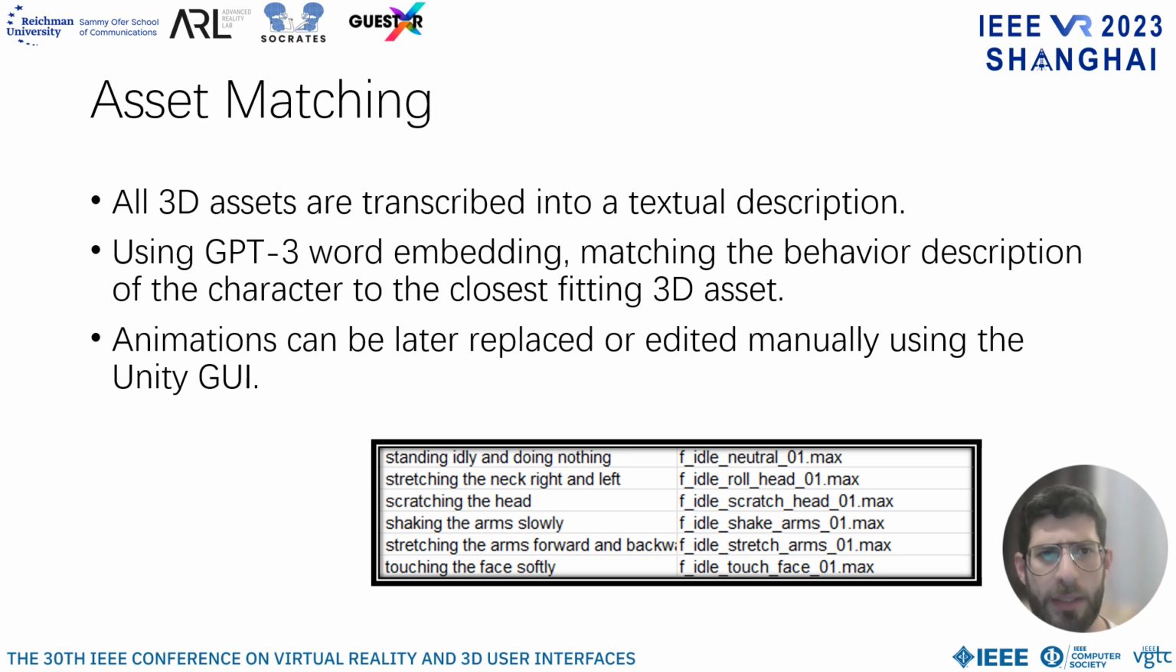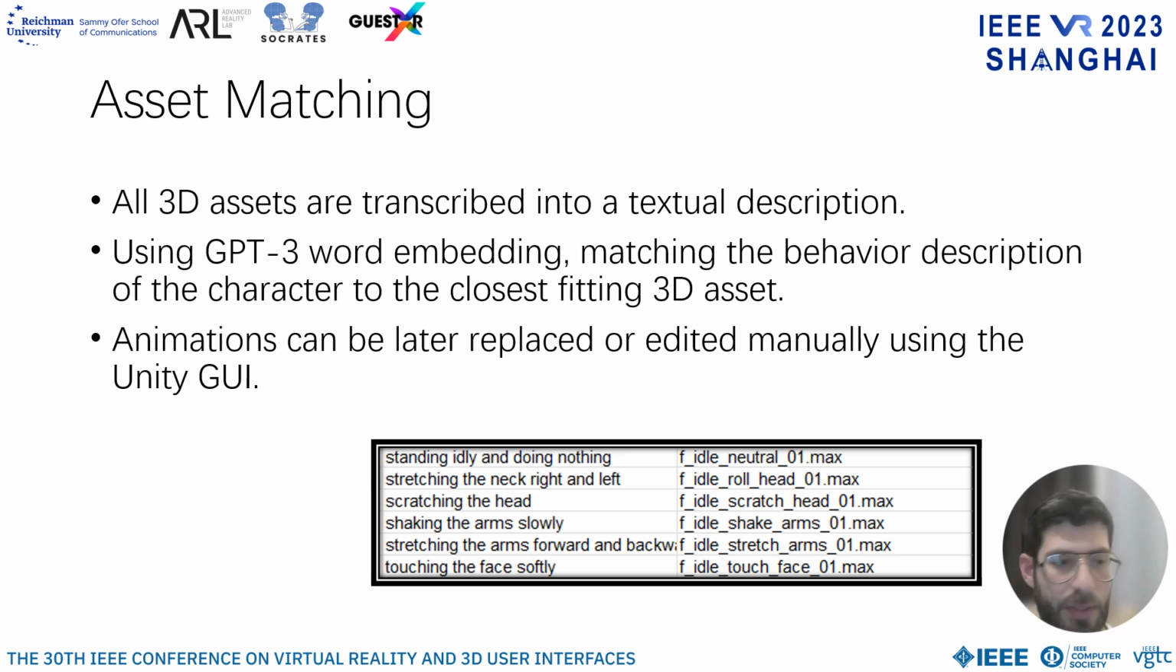So how exactly does it work? Like I said, it's built into two parts. The first part is the asset matching. All the 3D assets from the Rocketbox library were transcribed into some kind of textual description. You can see an example right here. Using GPT-3 word embedding, we are matching the behavior description of the character to the closest fitting 3D asset.